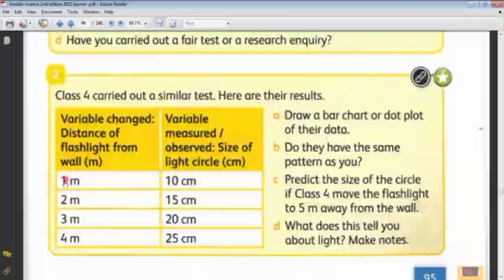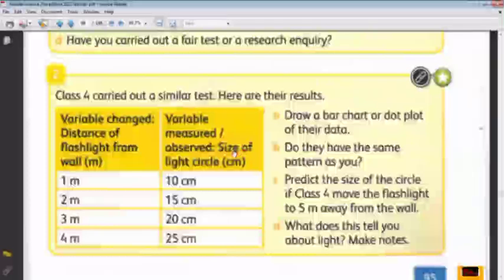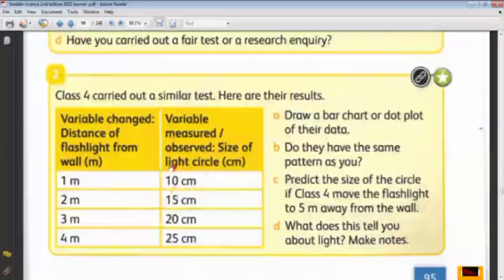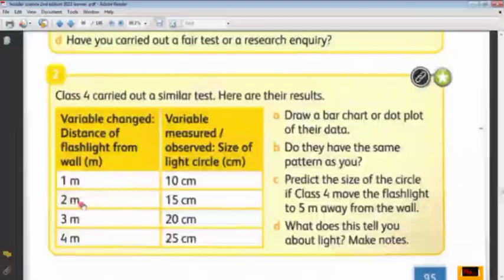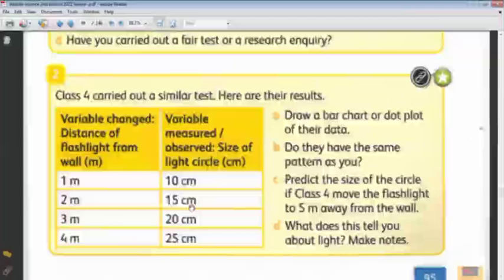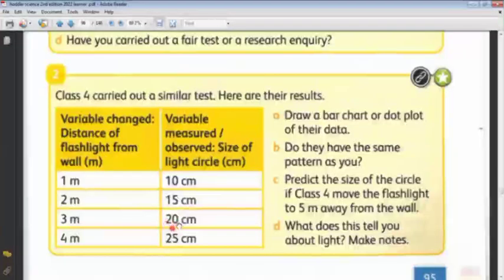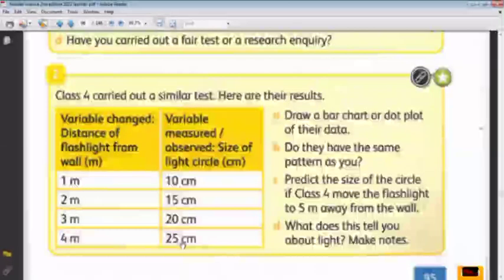This is the distance that they stand away from the wall. When they stood 1 meter away from the wall, the size of the light circle on the wall was 10 centimeters. This is the size of the circle that's formed on the wall. When they stood 2 meters away, the circle was 15 centimeters. At 3 meters away, the circle size became 20 centimeters. And at 4 meters away, the circle size became 25 centimeters.